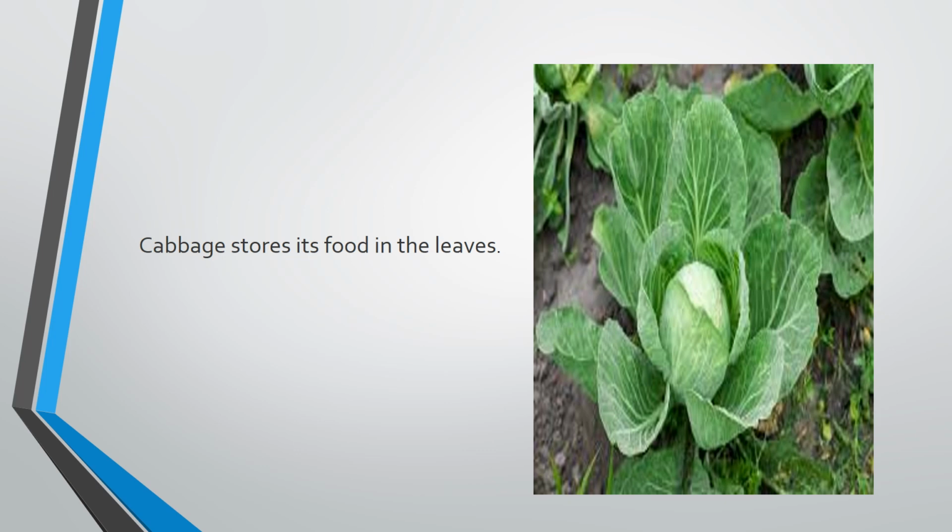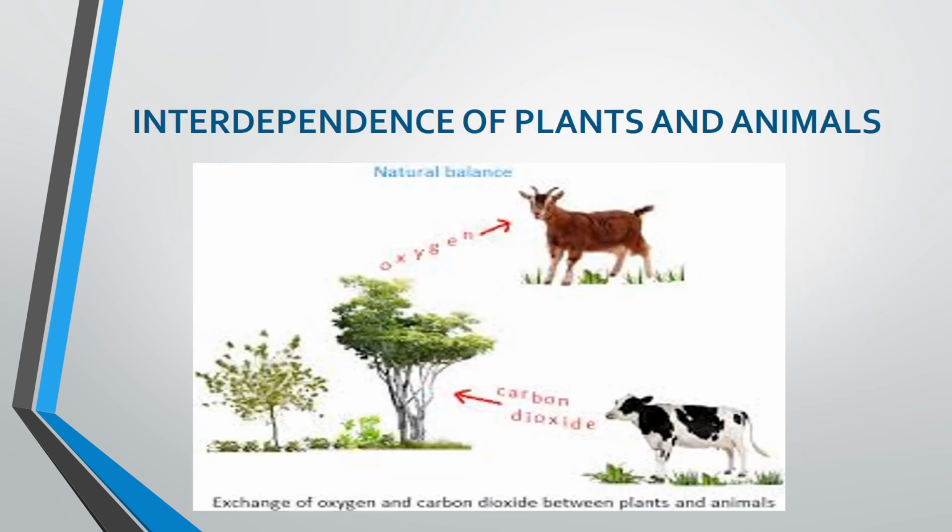Now the cabbage, and also the second option we have is spinach. So cabbage stores its food in the leaves. So we eat the cabbage. Cabbage is not the flower of the plant, it is the leaves of that plant. So cabbage stores its food in the leaves.